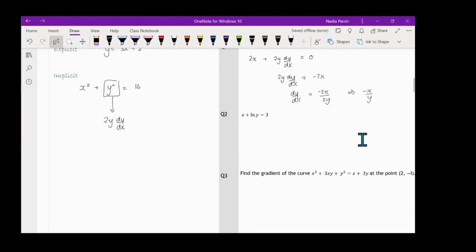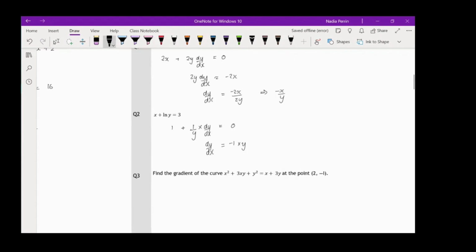The next one is the same sort of thing, but throwing in an ln. So the derivative of x is 1. The derivative of ln y is 1 over y, but we need to show respect. And the right-hand side again becomes 0. And again, we can make dy by dx the subject by moving the 1 over and then timesing the y up. So not too difficult, those examples.